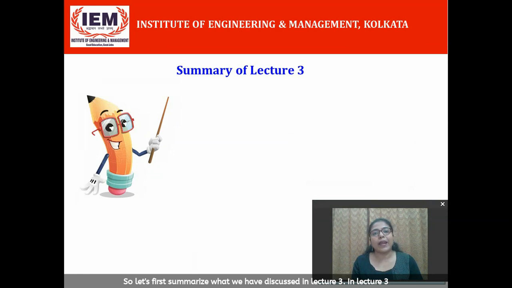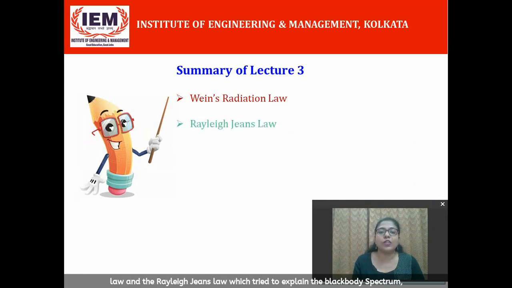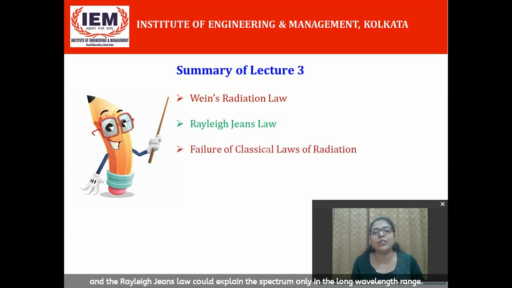So let's first summarize what we have discussed in lecture 3. In lecture 3 we discussed the Wien's radiation law and the Rayleigh-Jeans law, which tried to explain the blackbody spectrum. But we have seen that they failed to explain the blackbody spectrum, because the Wien's radiation law could explain the spectrum only in the short wavelength range and the Rayleigh-Jeans law could explain the spectrum only in the long wavelength range. It failed drastically at the short wavelength range, leading to the ultraviolet catastrophe in physics. So we discussed the failures of the classical laws of radiation.